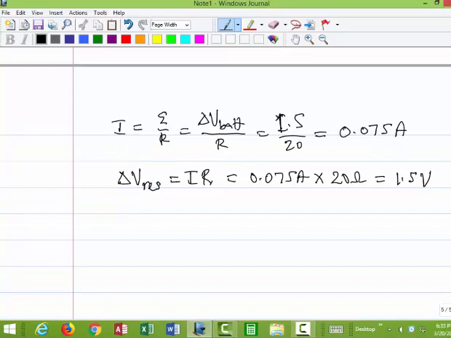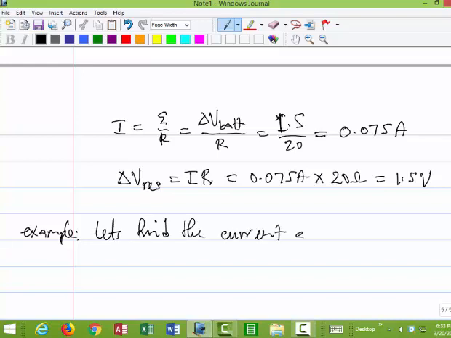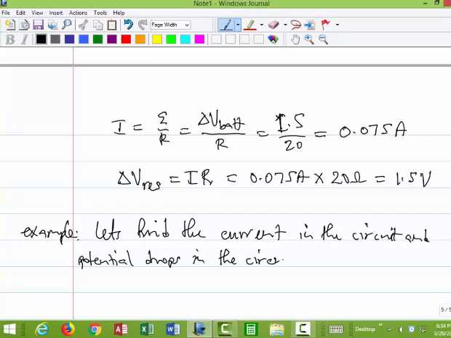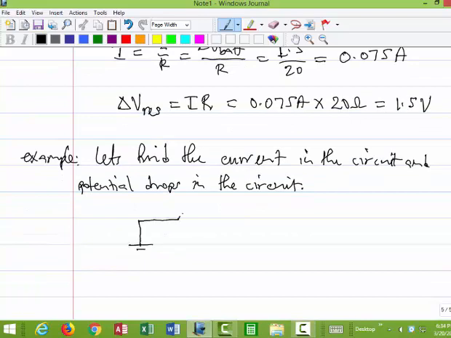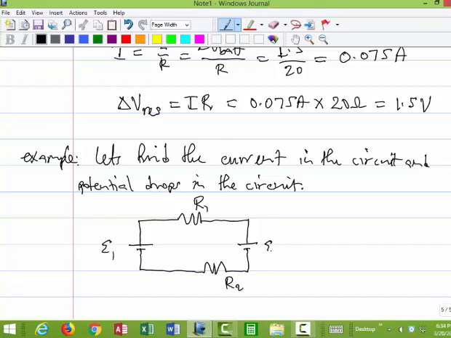Now there's another example that we can do. We'll find the current in the circuit and the potential drops. You mean voltage drop? Sure, voltage drop. Voltage drop is the same as potential drop. Maybe you're used to using the term voltage drop instead of potential drop, but it's the same thing.